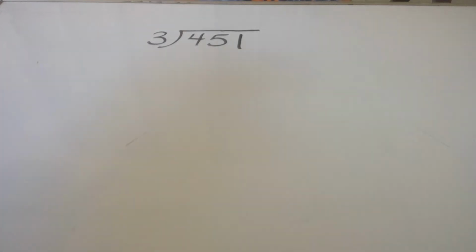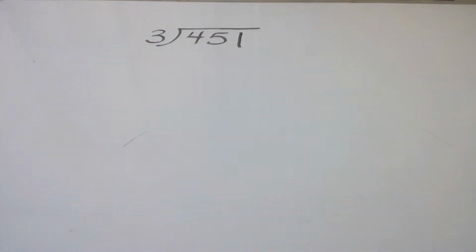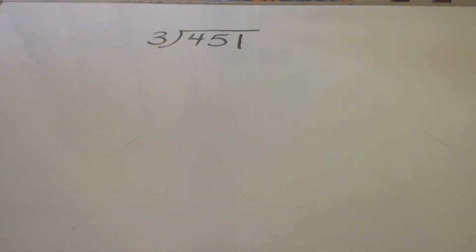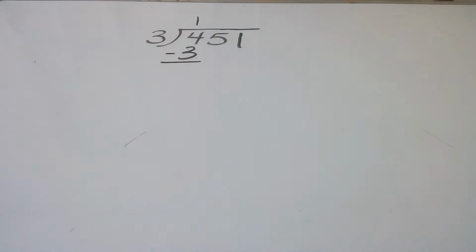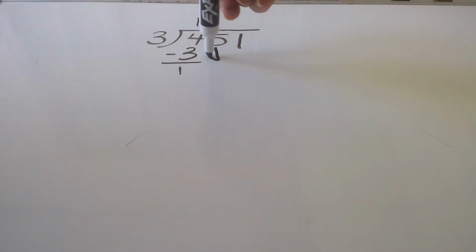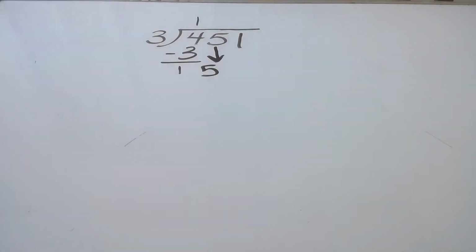So, first step, 3 goes into 4 how many times? Remember, we need a number on the roof and a subtraction problem. 3 goes into 4 one time. Now we multiply. 1 times 3 is 3. Then we subtract and we get 1. The next step is to bring down the 5. So now we have 15.